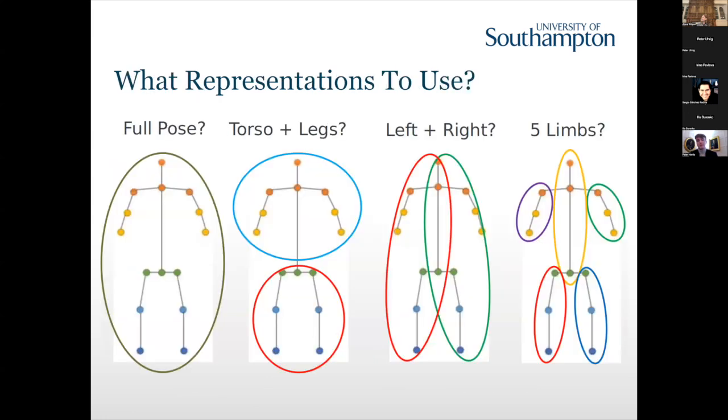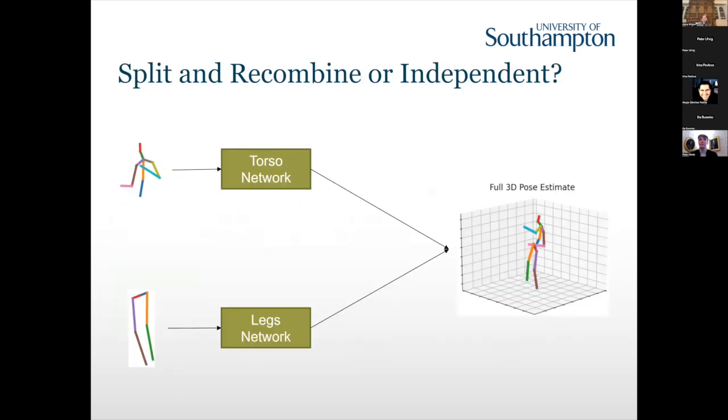This led to our question of what representation to use. Should we lift the full pose, the torso and legs independently, the left and the right side, or the 5 limbs? In addition, should we split and recombine the pose or treat it as independent? So this first scenario is showing an independent network. So we have the one network which lifts the torso and one network that lifts the legs. And these simply predict the key points for the 2D that they receive. So the torso network will never see the leg key points and leg key points will never see the torso.